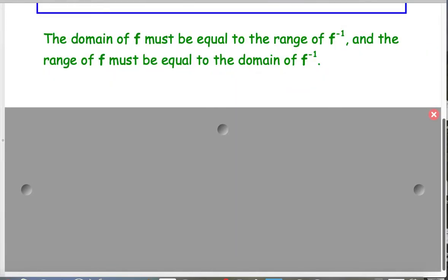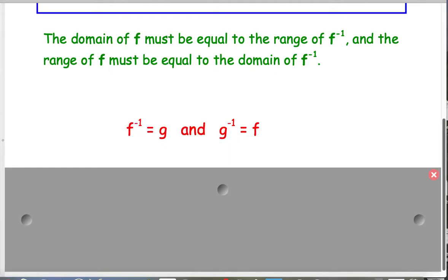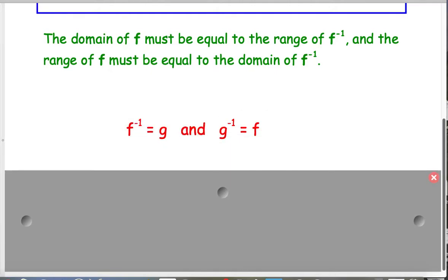Now this is really important that when we start getting into details, the domain of f must be equal to the range of f inverse. And the range of f must be equal to the domain of f inverse. So they're switching domains and ranges. So the notation, we could say that f inverse is equal to g, or we could say g inverse is equal to f.